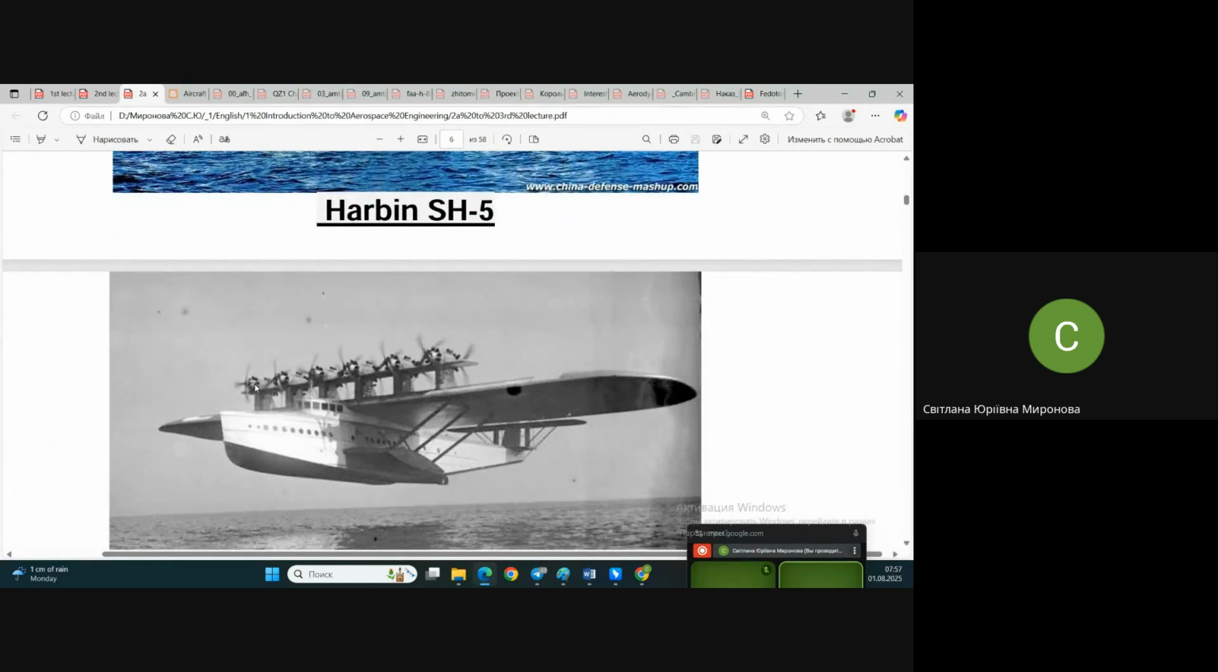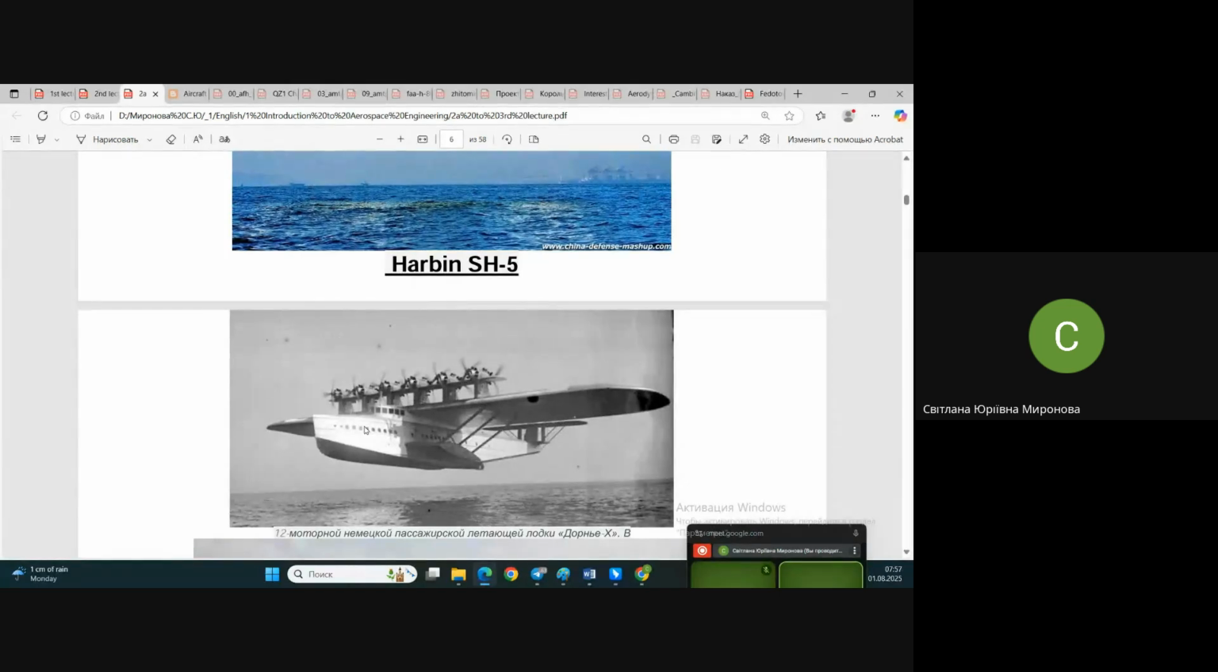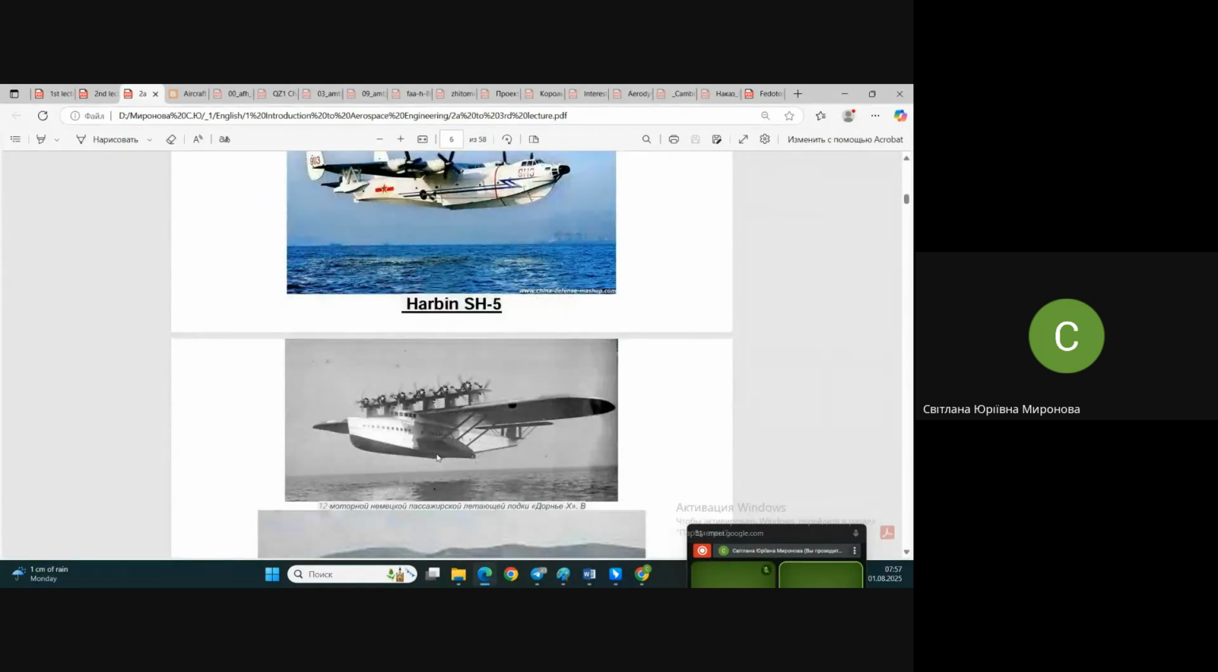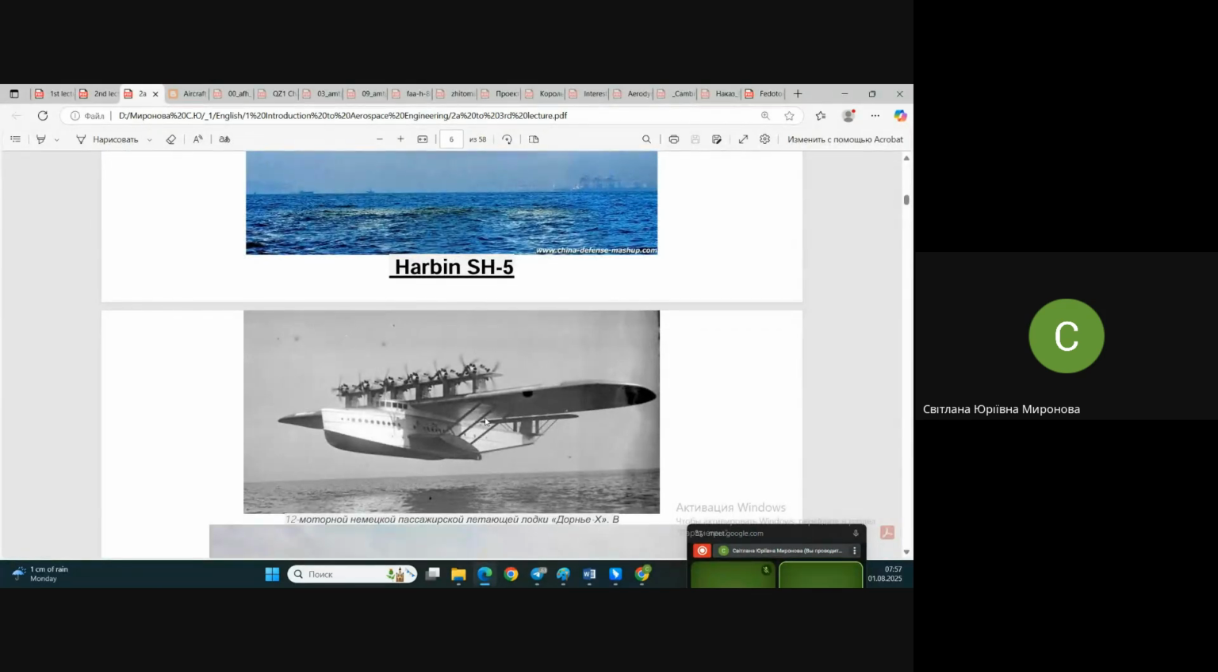Look, it has 6 engines, and for these 6 engines, either they need to have much longer diameters of these props, or such a trick that they have used. You see, it has props in front of the engine and on the back side of the engine. So it has 6 engines but 12 props, this airplane. Once again, it's a German airplane of the 20s, 30s of the 20th century. It's a Dornier airplane, Dornier X.